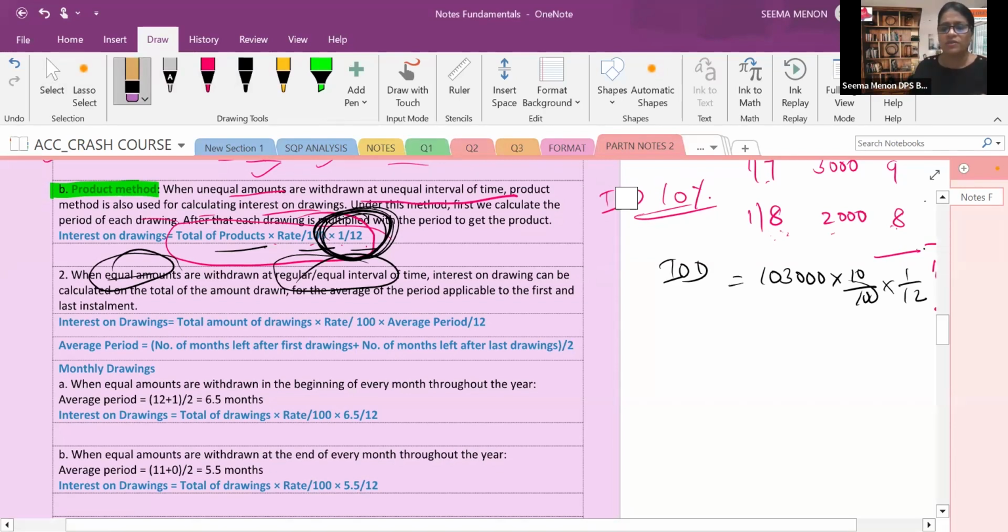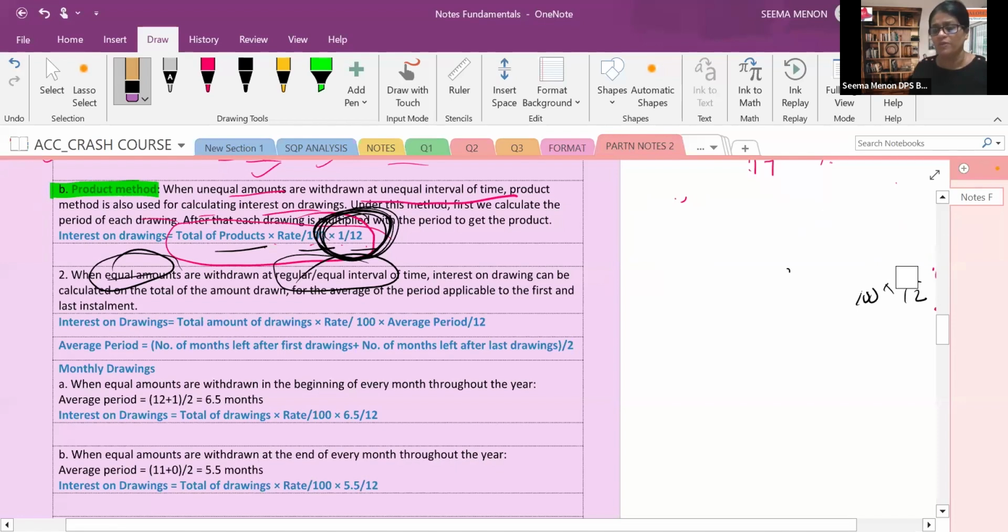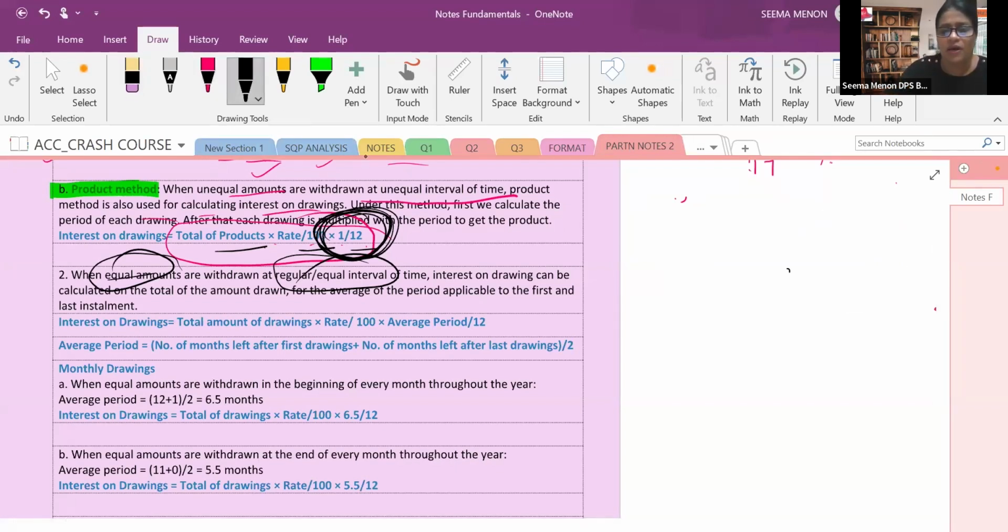So I am giving an example here. We will not solve the question now; we will be solving the practicals. Just focus over here. Mr. A withdraws 5,000 rupees from the firm every month at the beginning. The time is fixed and the amount is also 5,000 rupees. Clear? Then how will you charge the interest on drawings?